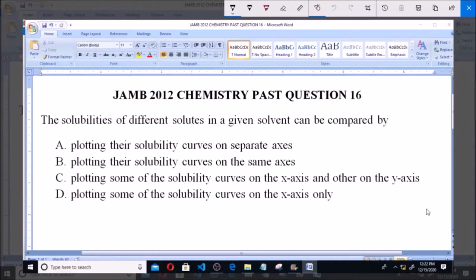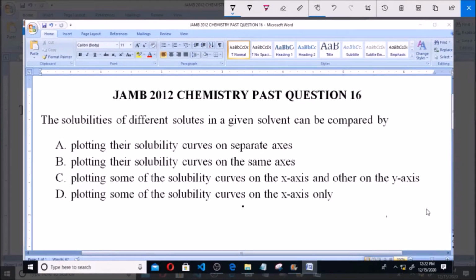I will be answering JAMB 2012 chemistry past question 16. The solubilities of different solutes in a given solvent can be compared by... Now, when you have the solubility of different solutes in a solvent, for instance, a solvent like water, and in this water you put in common salt, which is sodium chloride, sodium carbonate salt, sodium tetrahydrosulfate salt, or a sugar solution, and you are trying to compare the solubility of these salts in water.